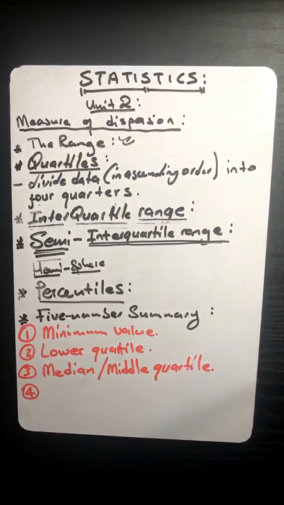Okay, number 4. Just look at this, guys. Minimum value, meaning the smallest number. Lower quartile, Q1. Median, or the middle quartile, being Q2. Yes, this is Q1, this is Q2. Obviously, this one is going to be Q3, being the upper quartile. Number 5.